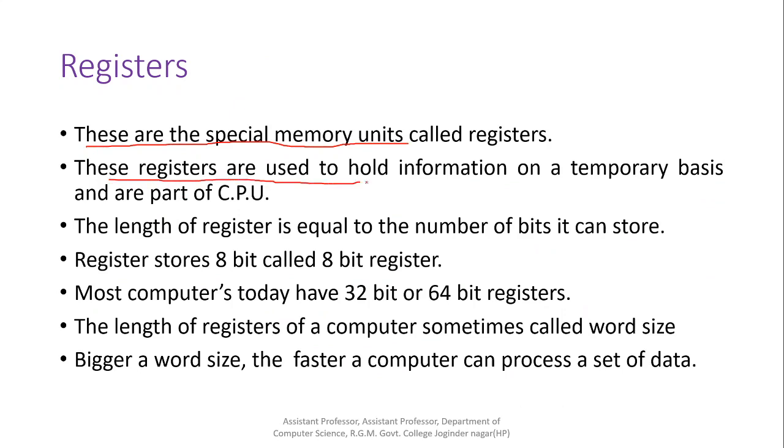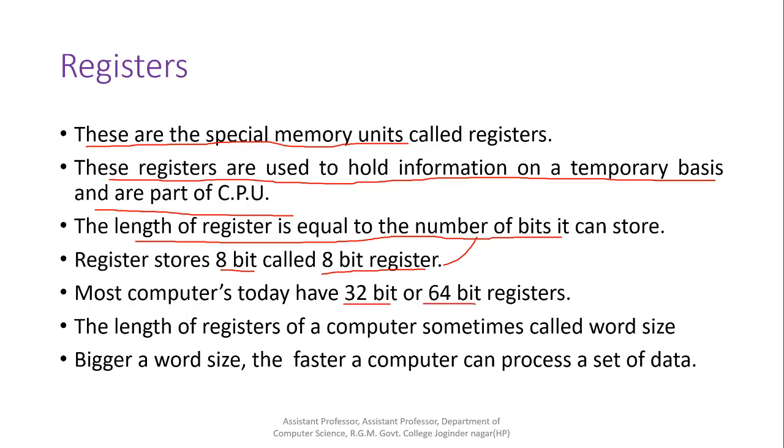These are used to hold information on a temporary basis and are part of the CPU. The length of the register is equal to the number of bits it can store. If a register can store 8 bits, it is called an 8-bit register, and its length is 8 bits. If the register stores 32 bits, it is a 32-bit register. If it stores 64 bits, the length of the register is 64 bits. Many modern computers today have 64-bit registers.